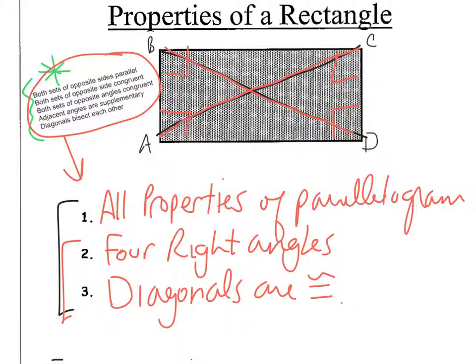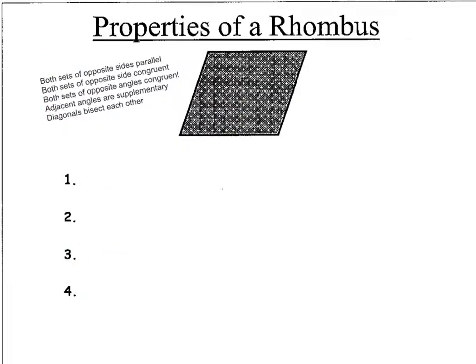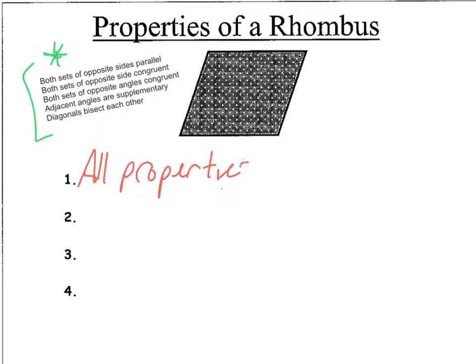Alright, next up we're going to take a look at the rhombus. Okay, in the rhombus here, we take a look on the left side, and again I have those same 5 properties, the properties from the parallelogram, and every single one of them applies to this rhombus. We have opposite sides parallel, we have adjacent angles supplementary, so all those properties apply to this rhombus. So we're going to write, just like we did with the rectangle, that a rhombus has all properties of a parallelogram.